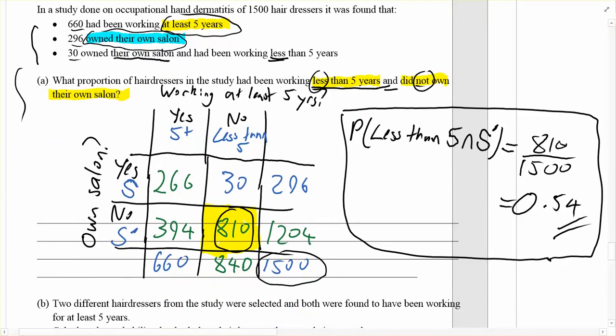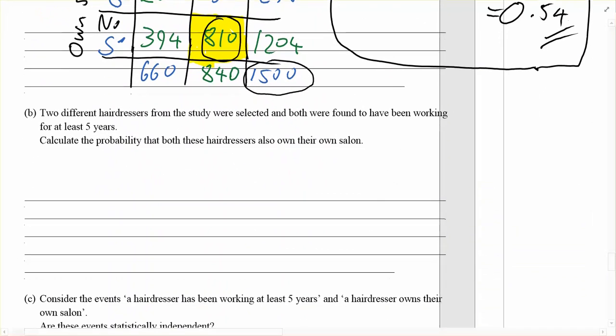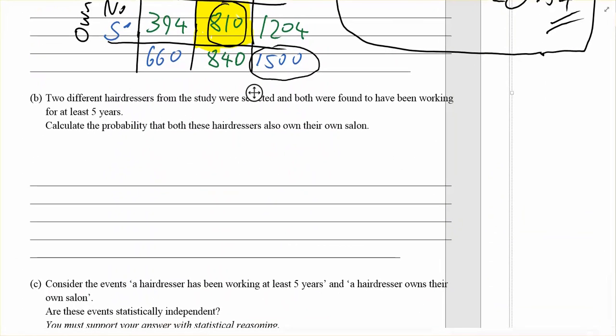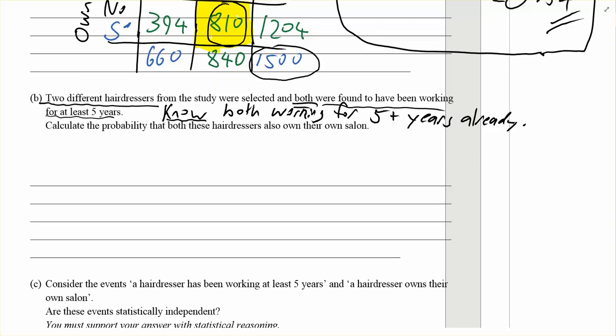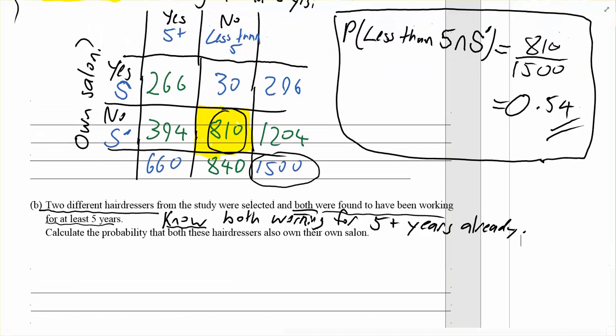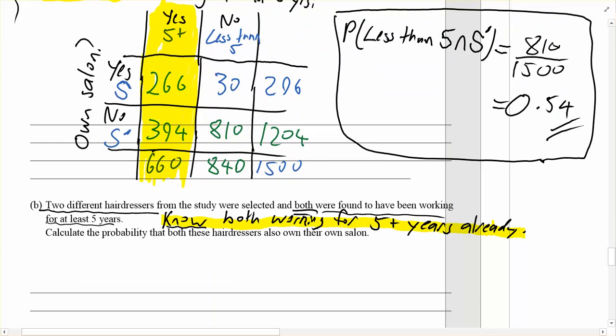Yeah, all good. Okay, so question B. 2 different hairdressers from the study were selected, and both were found to have been working for at least 5 years. So we know that they were working for at least 5 years. We know that already. So we know already that they're in this column here. Right, so it's only out of the 660 hairdressers who'd worked at least 5 years. We don't care about the rest.